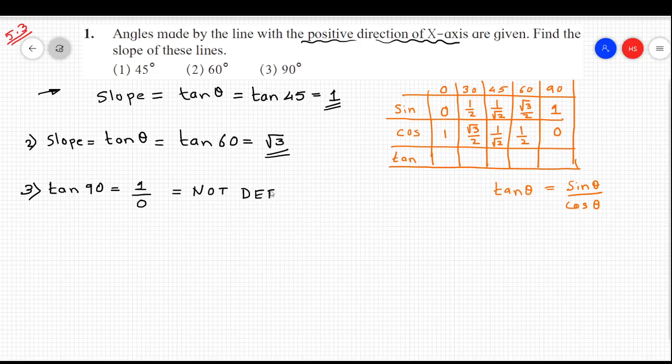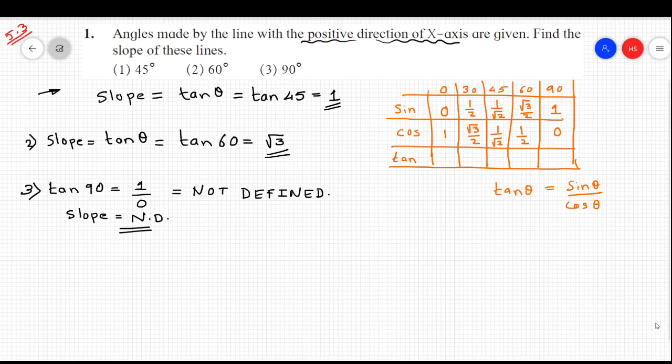We discussed this in the last lecture, right? Division by 0 क्या रहता है? Not defined. So tan of 90 is not defined. Means the slope is also not defined. Tan theta तो slope है ना? तो slope भी क्या हो गया? Not defined. I hope it is clear. Okay. So this is a very simple question based on a very simple formula. I hope you got this.